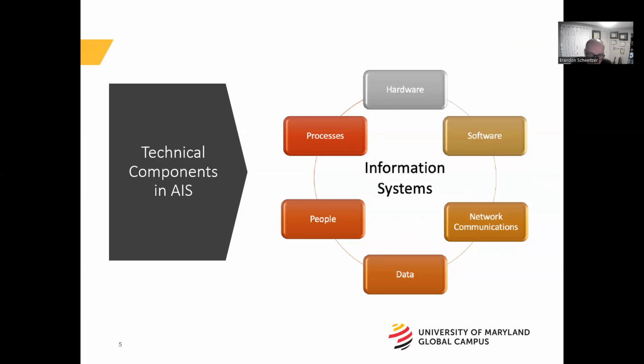We might use a network of computers, or we might use the cloud to store information. That's network communications. And of course, we're inputting data into the accounting information system. That data is represented in the financial transactions engaged by the business. That data is employee information, customer information, etc. And so all of these components work in conjunction to form the accounting information system.